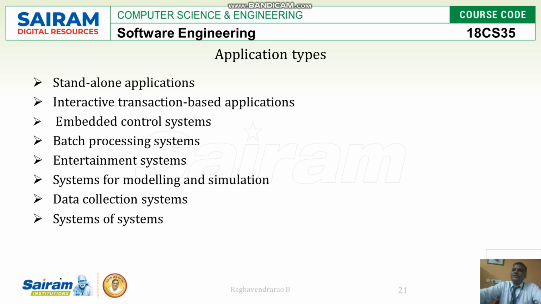Embedded control systems, like hardware and software combined. IoT projects are there, where things like tube lights and fans, controlled by the hardware, can be controlled through the software. These are hardware and software combinations that you can make. That is embedded systems. Then we have batch processing systems.